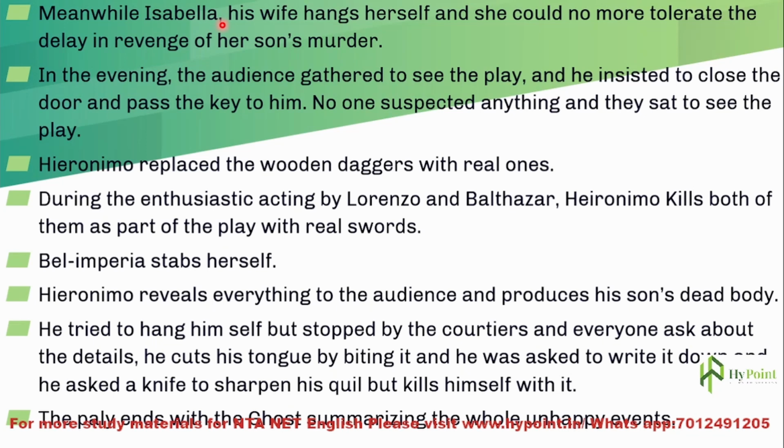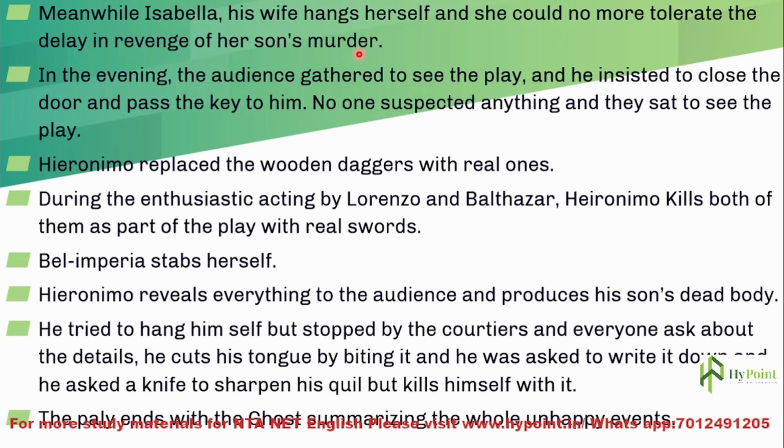Meanwhile, Isabella, his wife, hangs herself. Isabella, Hieronimo's wife and Horatio's mother, could not tolerate all these things. She could not tolerate the agony. She hangs herself, as she could no longer tolerate the delay in revenge for her son's murder.